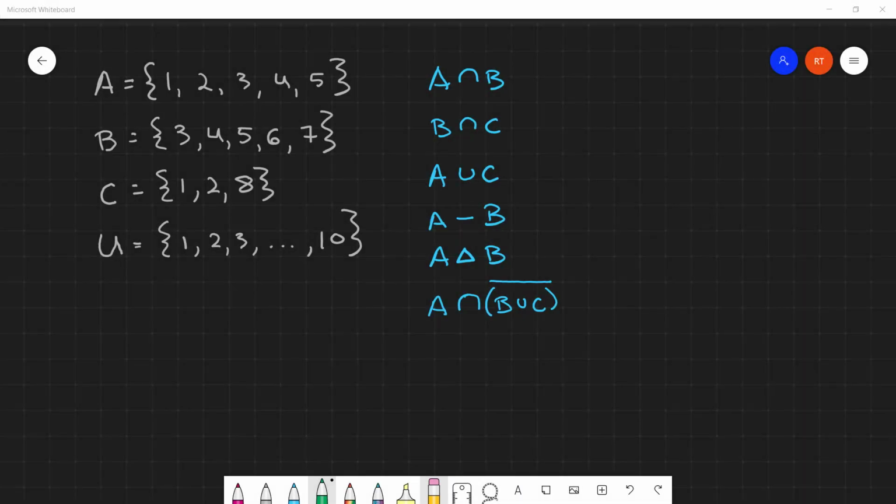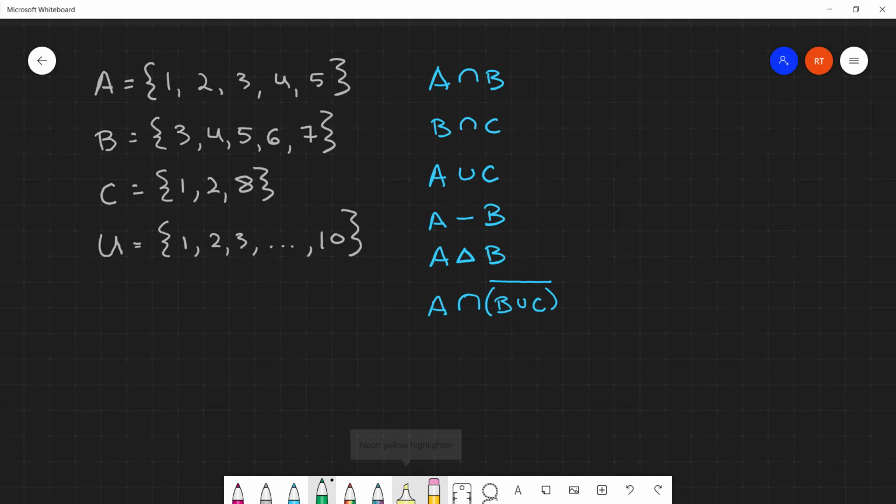Now you try it. Let A be the set 1, 2, 3, 4, 5, B the set 3, 4, 5, 6, 7, and C the set 1, 2, 8. Assume that the universe, in this case, is the set 1 through 10. Pause the video and write out the following sets in roster notation. A intersect B, B intersect C, A union C, A minus B, A symmetric difference B, and finally A intersect the complement of B union C.